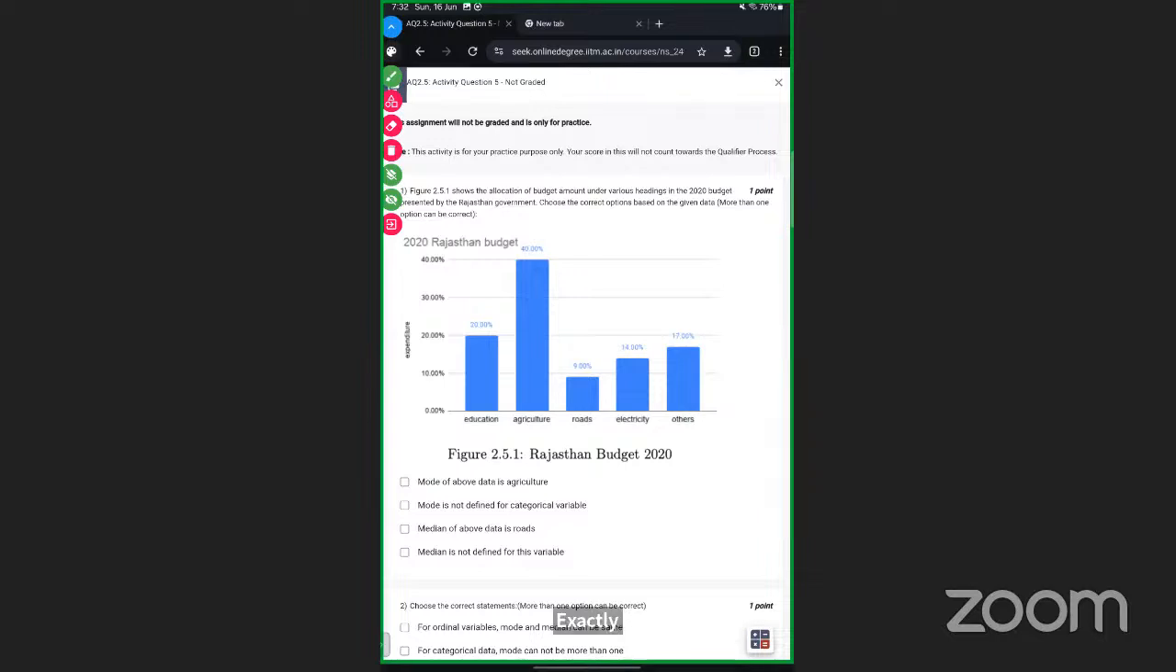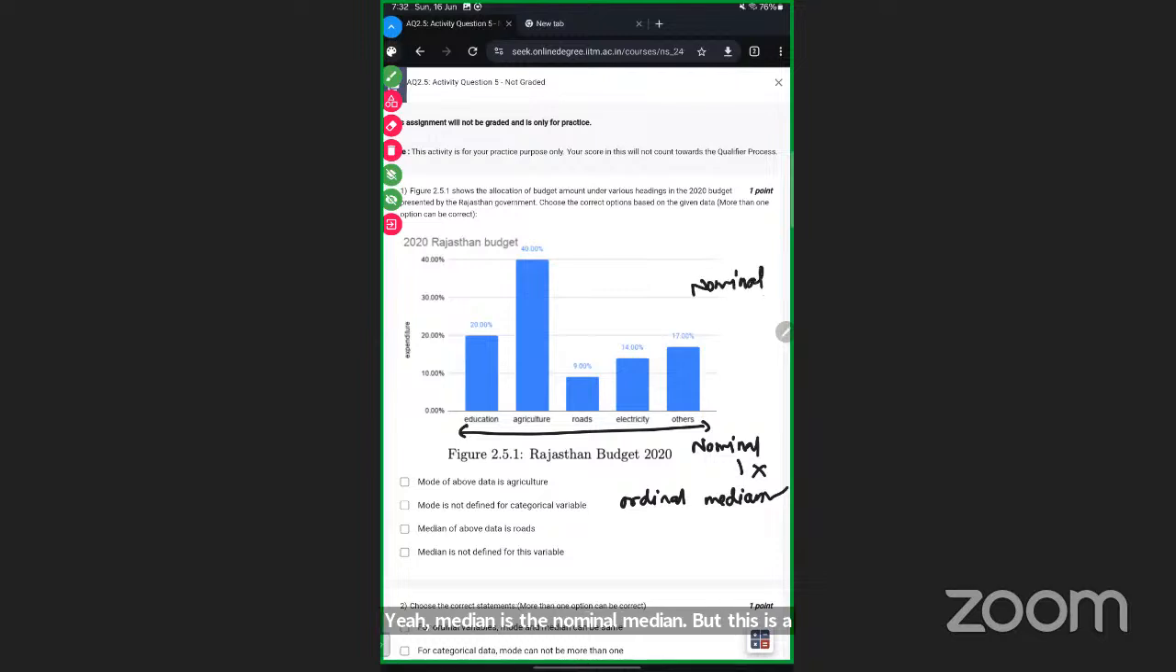Median is not defined. Yes, sir. Okay, so let's say this is the data. This is the categorical data, nominal. This is nominal. I am not talking about ordinal. For ordinal, median is there. For nominal, median is not there. Okay, so this is a nominal data.